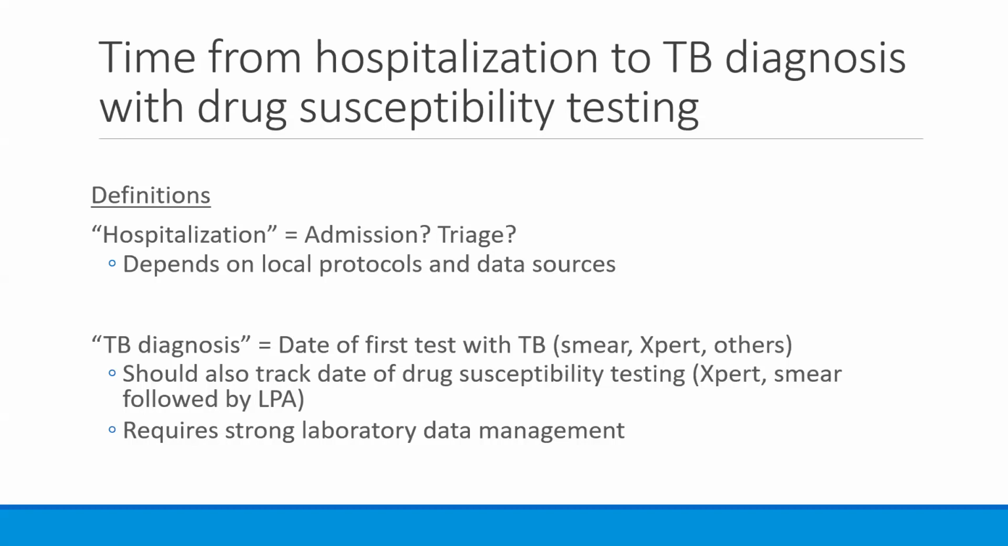And then, thinking about TB diagnosis, that's probably the date that the first test for TB is positive, whether that's a smear or Xpert or culture. It's likely going to be smear or Xpert if those are available. But you probably should also be tracking the date that the drug susceptibility testing is available. So this all requires really strong laboratory data management. But I think with strong laboratory data management, this is a very powerful indicator, because you can tell, okay, this patient sat in our hospital for 2 days, 5 days, 10 days before they were diagnosed. Hopefully, it's less than 48 hours. But with strong laboratory data, you will be able to tell how long these patients are sitting undiagnosed.